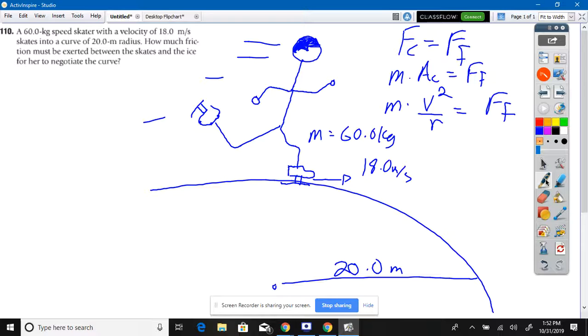Calculate. What'd you get, Desmos? No way. Way more than that. You got to square the velocity, divide by the radius, and multiply. 972. You got it, man. 972 newtons.